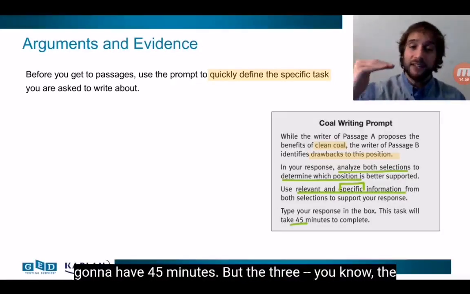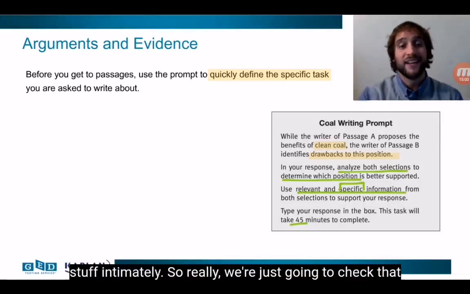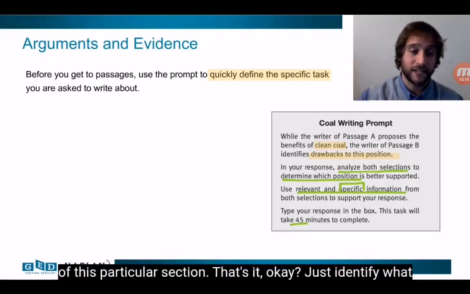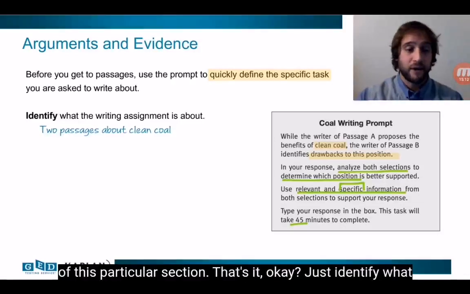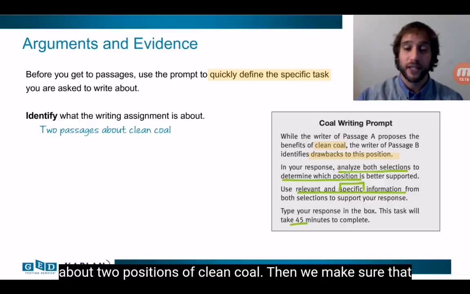But the last 3 bullet points there, we are going to know that stuff intimately. So really we're just going to check that first part of the prompt to see what the specifics of this particular section are. That's it. Just identify what the writing assignment is about. We know in this case it's about 2 positions on clean coal.